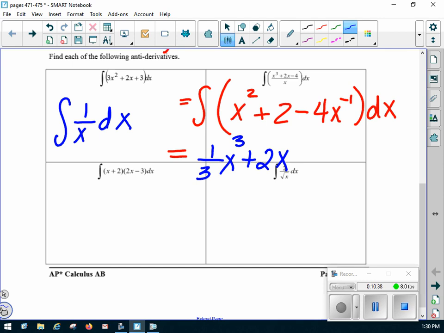What's 1 over x the derivative of? Natural log of x. When you have an x to the negative 1, natural log. This was 4 over x, right? So, think of it like this. Think of it as 4 times 1 over x. So, 4 natural log x.